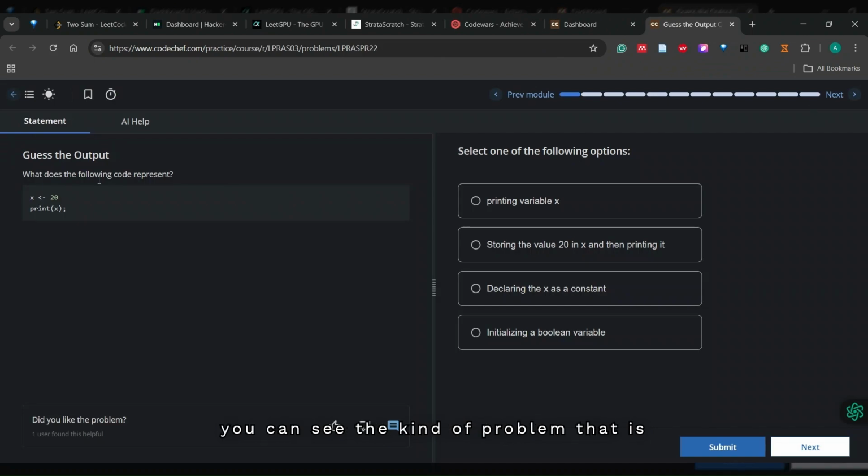But you can see the kind of problem that is being given here, and so many of these problems are like this from the start. So some of the people who are already looking for competitive problems might not like it that much.